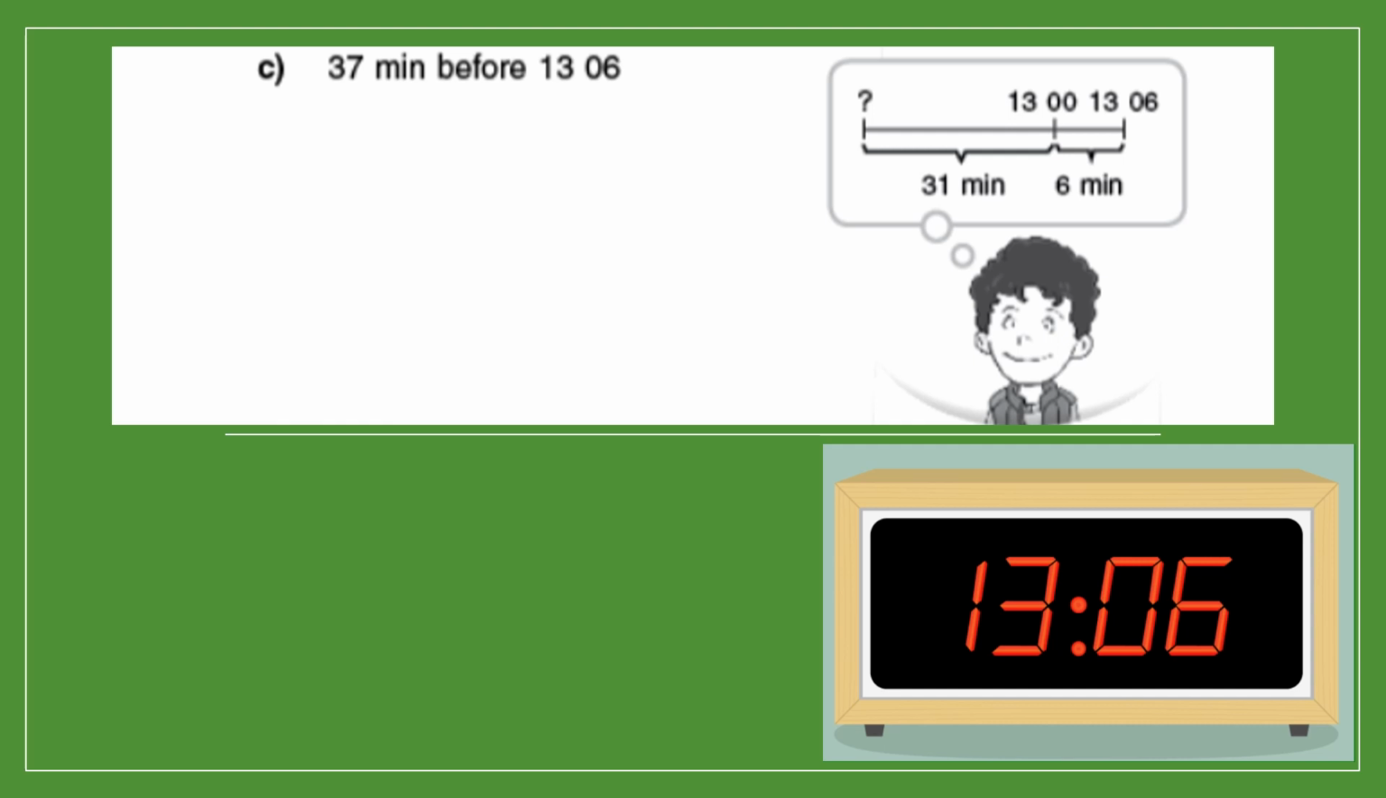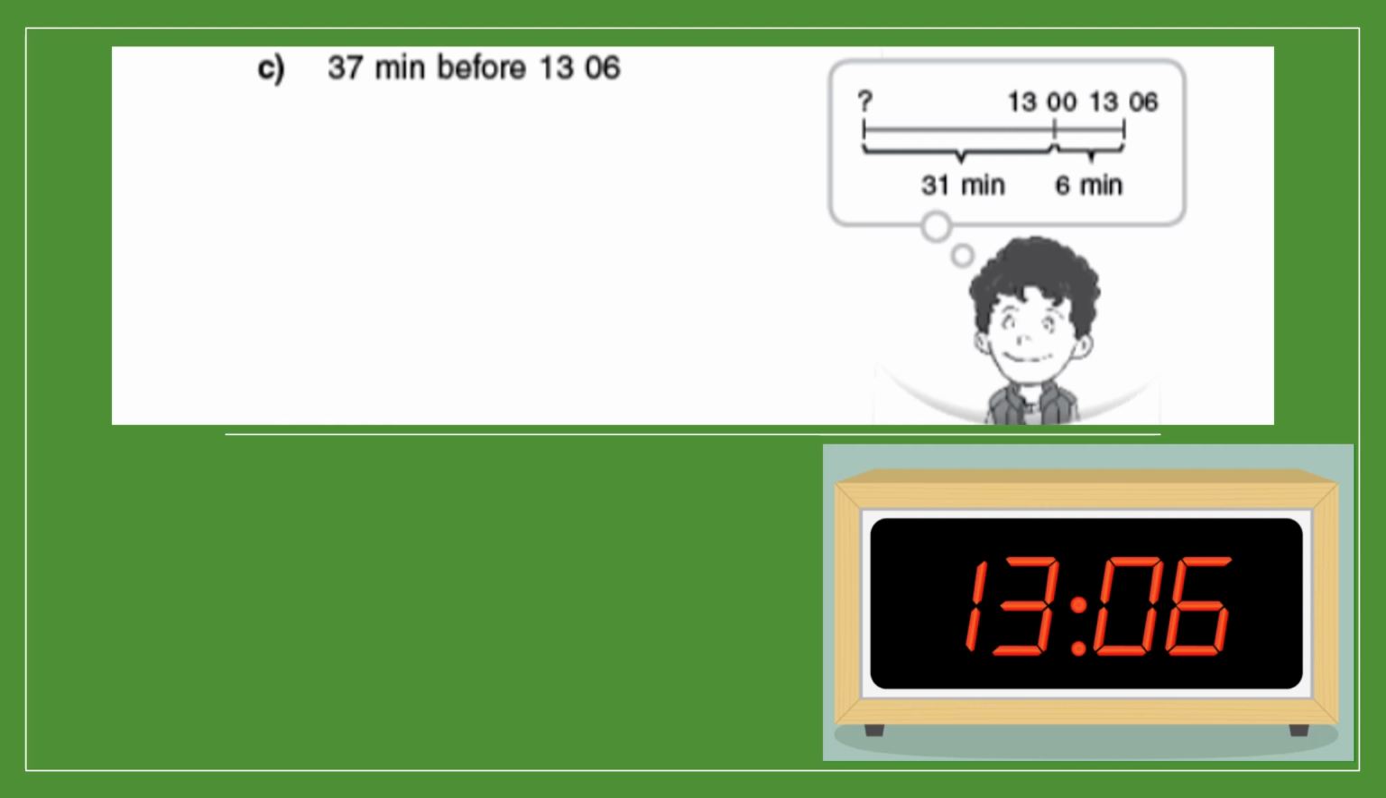Next, we are looking at questions where you are given the end time and you are asked to find what is the start time. Question asks, what is 37 minutes before 13:06? So 13:06 is the current time, the end time, and you are asked what is 37 minutes before this. So in order to find this, you are actually working backwards.